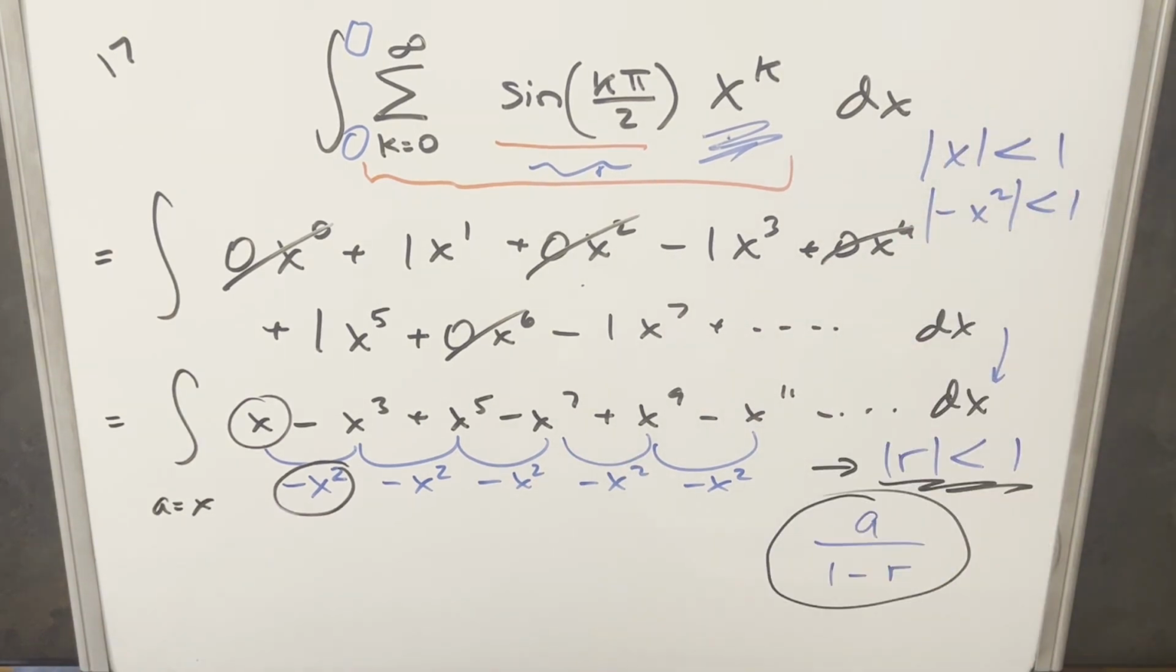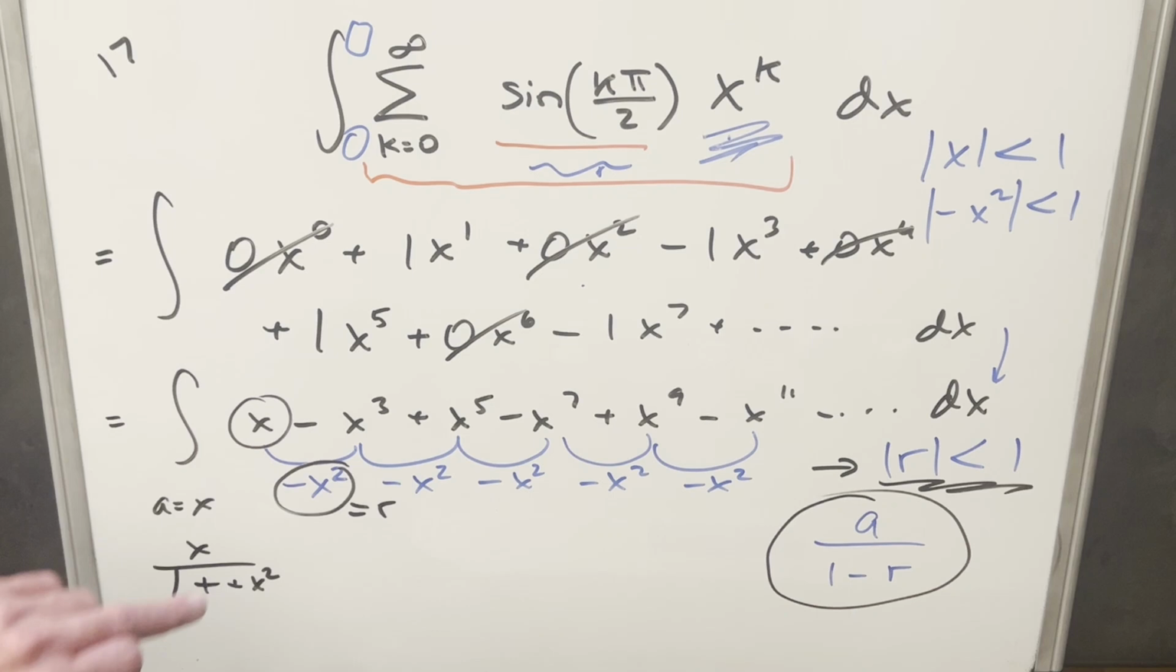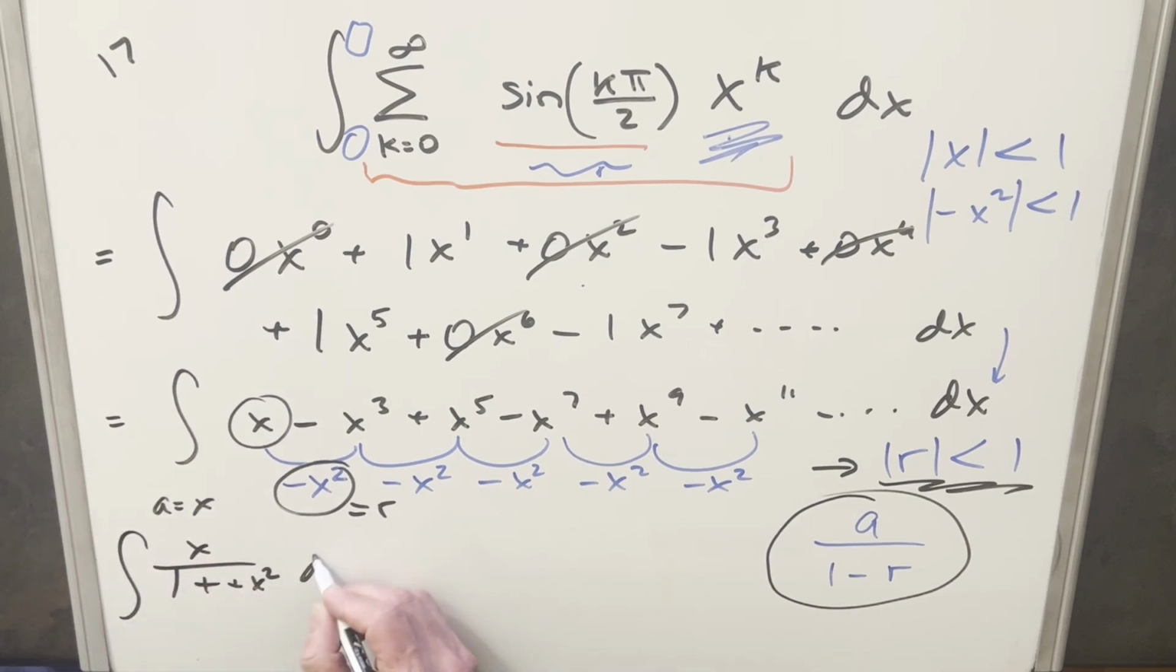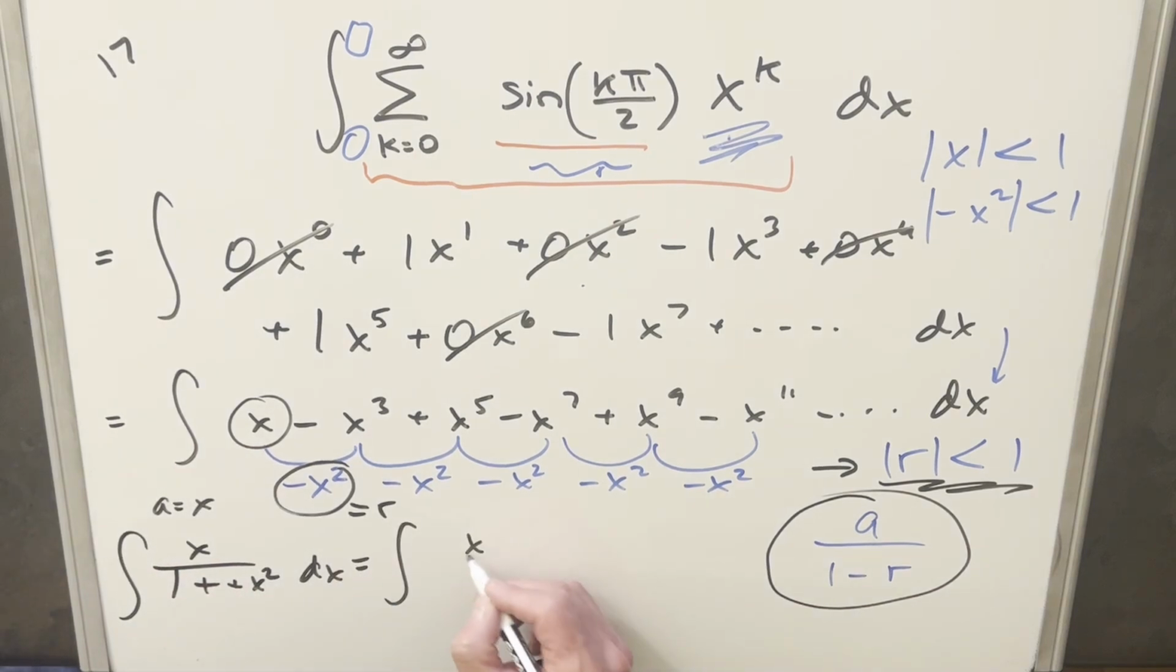Making that assumption, I'm going to call this minus x squared our r value and go right to the formula. This becomes x over 1 minus our ratio, minus x squared. But again, this whole geometric series is inside of an integral, so let me clean it up before we integrate it. This is just going to be the integral of x over 1 plus x squared dx. Let's do this integral real quick and finish it off.